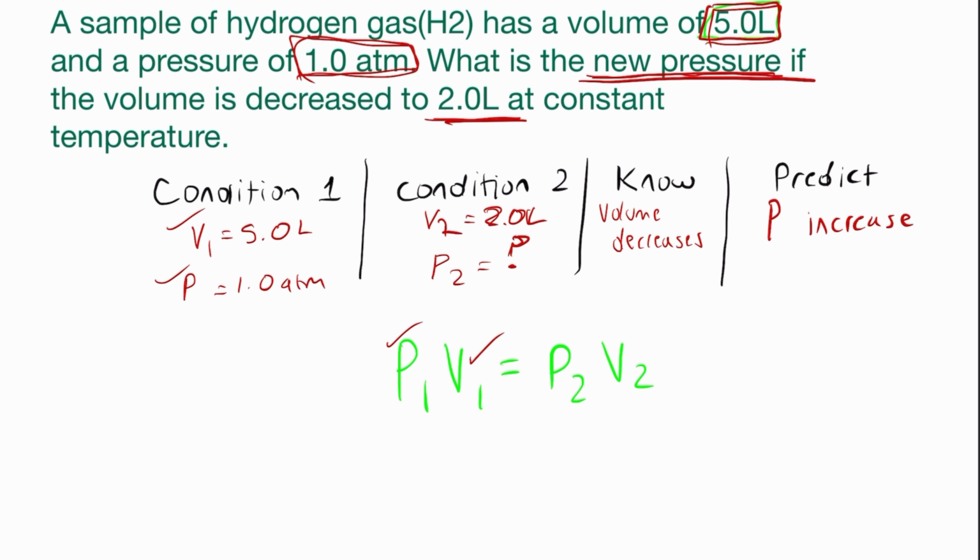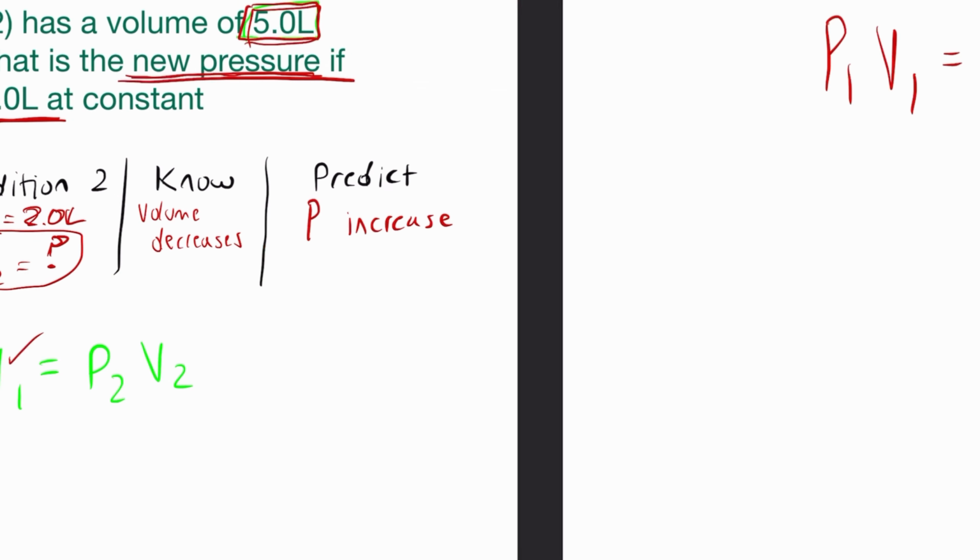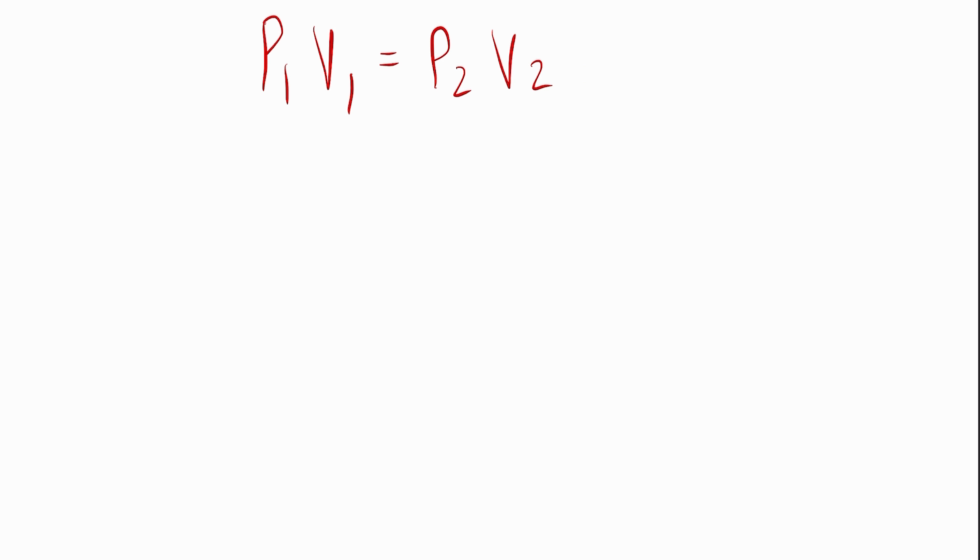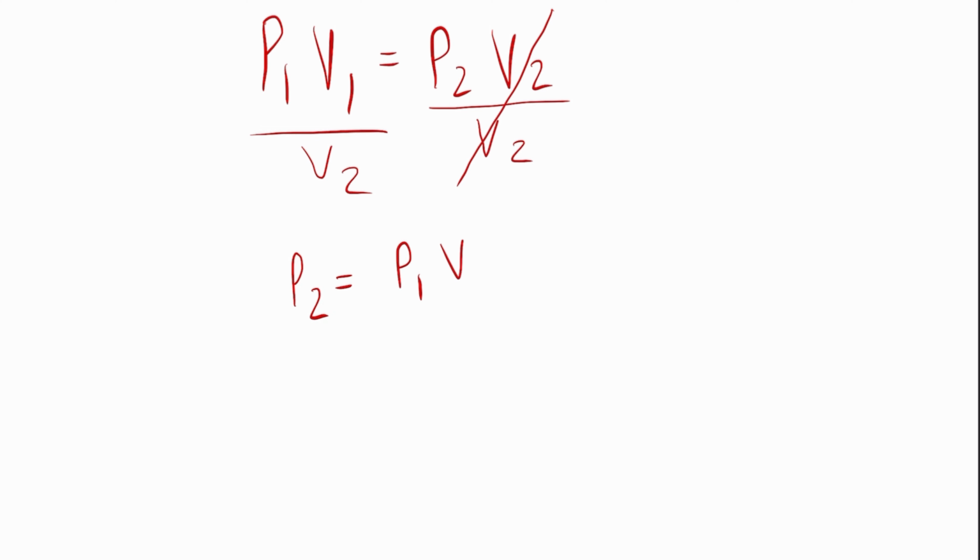So if we go ahead and plug this in, we have P1 V1 equals P2 V2. All right, so remember, what are we looking for? We're looking for P2, so we have to isolate that condition or variable. So how do we do this? Well, we would divide by V2 so we can have some cancellation go on, right? So then we can cancel out this guy. And what we have left is P2 equals P1 V1 over V2.